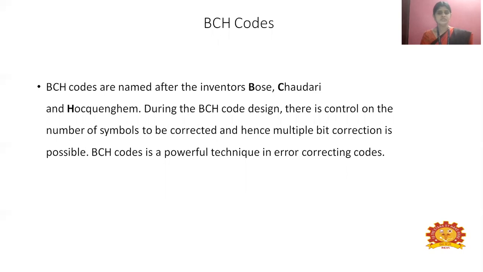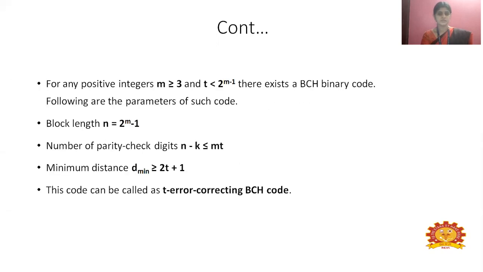Next come the BCH codes. They are named after their inventors Bose, Chaudhuri and Hocquenghem. During BCH code design, there is control over the number of symbols to be corrected, and hence multiple bit correction is possible. BCH codes are a powerful technique in error correcting codes.